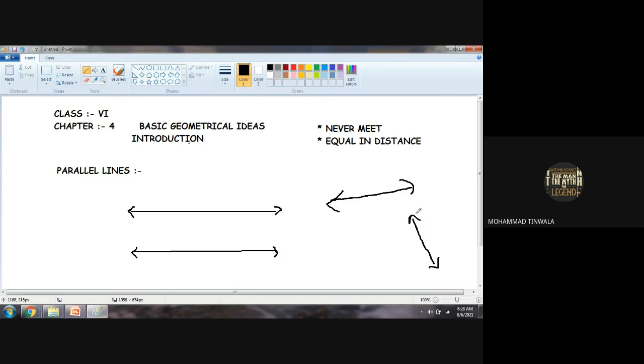But can we say this is a parallel line? No. This can be said to be an intersecting line. Why? Because if we extend this, it can be intersected somewhere around here. Are you getting it? So this line can be said to be an intersecting line. So parallel line means what? They never meet each other.